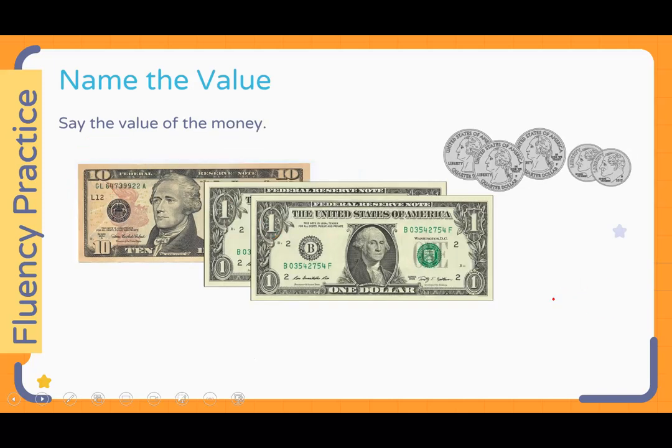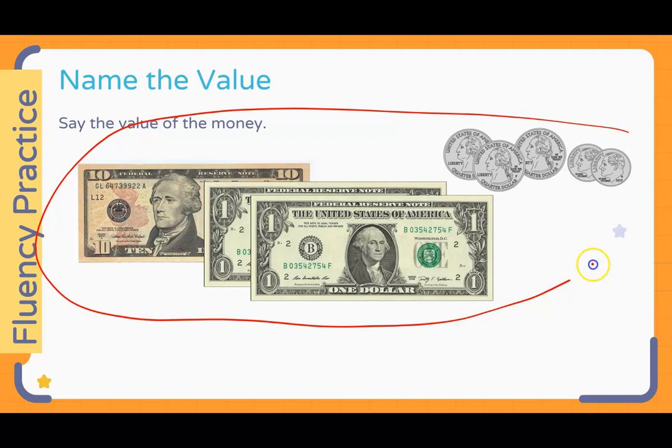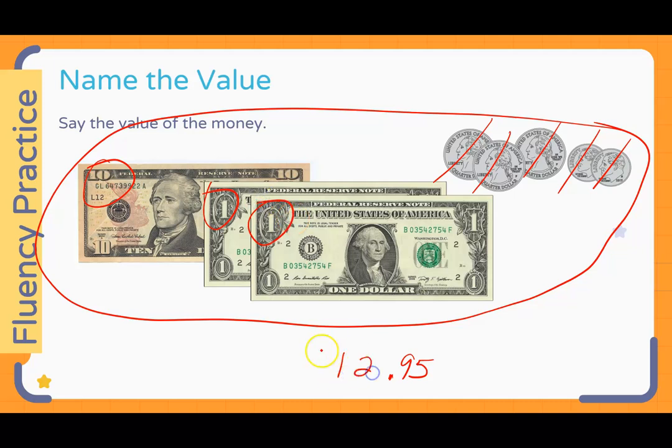Okay. Now in your journal, write the total right here. The complete total. Pause it, do it, and then come back and check it. 25, 50, 75, 85, 95, 10, 11, 12. $12.95.